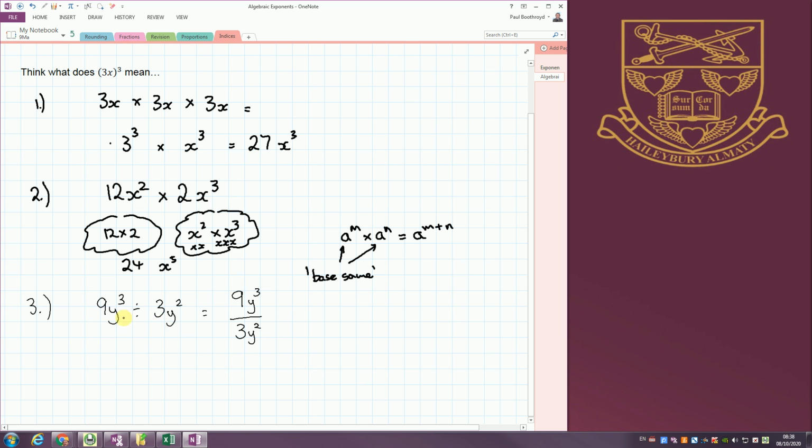Look at the number parts. Number part is 9 divided by 3. And the algebra part, we've got y cubed over y squared. So we've got a y divided by a y, and the y's cancel. We're left with 1y. So this gives us 3y.